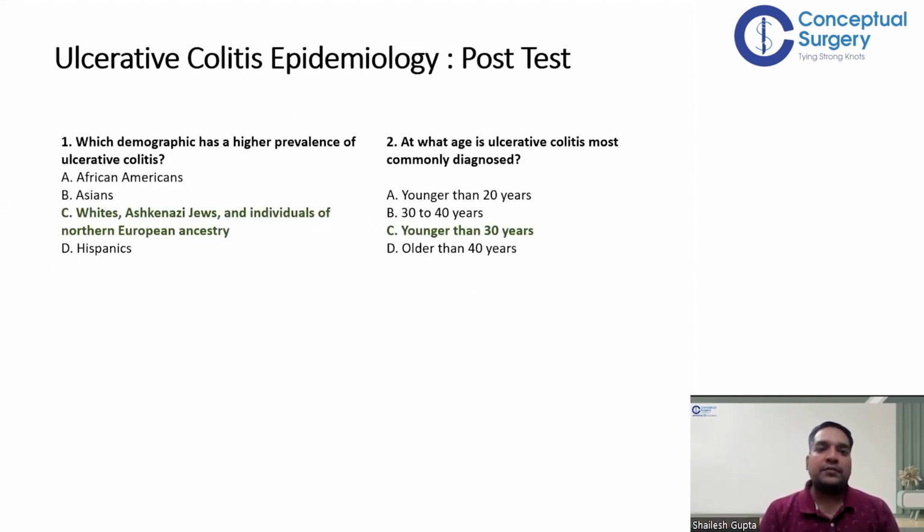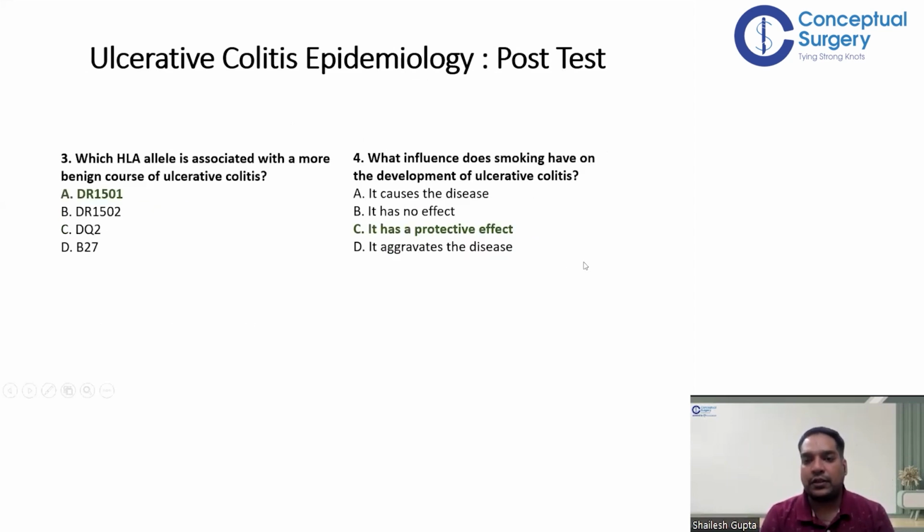So the answer to question number 1 is: it is more common in white Jews and individuals of Northern European ancestry. Question number 2, at what age is ulcerative colitis most commonly diagnosed? It is diagnosed more in less than 30 years of age. ज़्यादा commonly diagnosed होता है.